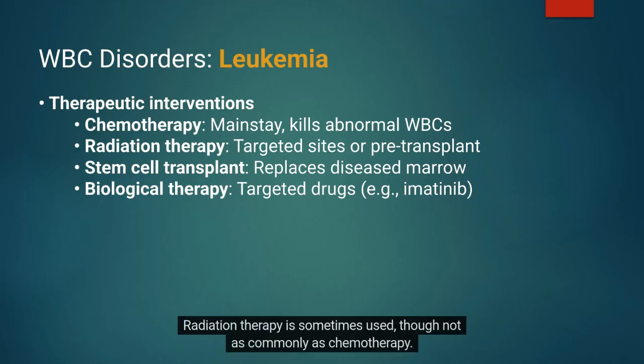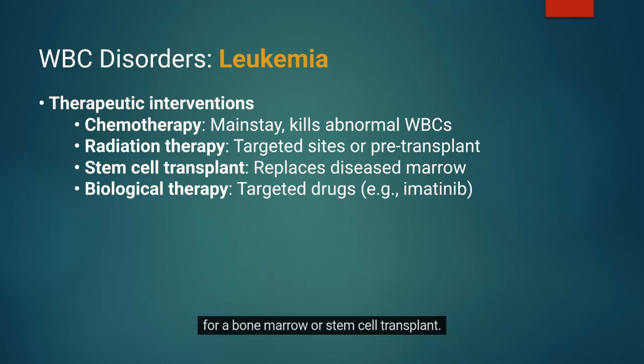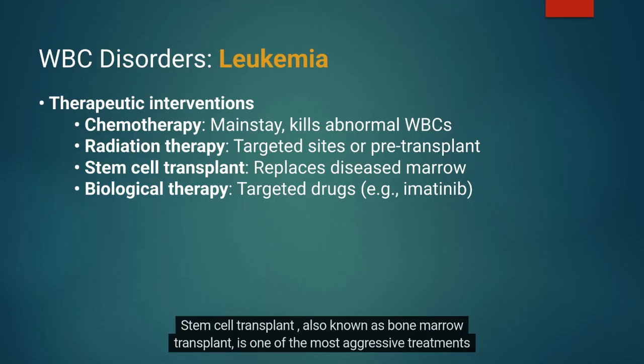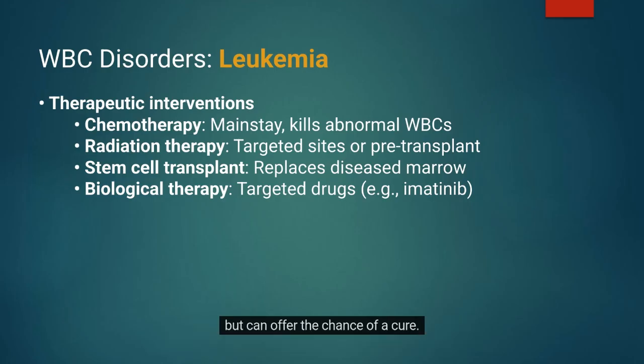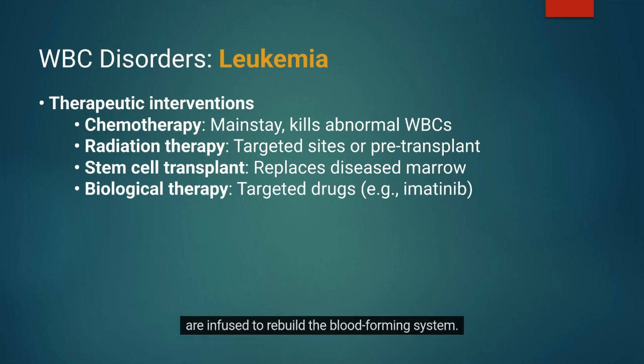Radiation therapy is sometimes used, though not as commonly as chemotherapy. It may be used when leukemia cells collect in a specific location, like the brain, or to prepare a patient for a bone marrow or stem cell transplant. Stem cell transplant, also known as bone marrow transplant, is one of the most aggressive treatments, but can offer the chance of a cure. The patient's diseased marrow is destroyed with high-dose chemotherapy or radiation, and then healthy stem cells are infused to rebuild the blood-forming system.